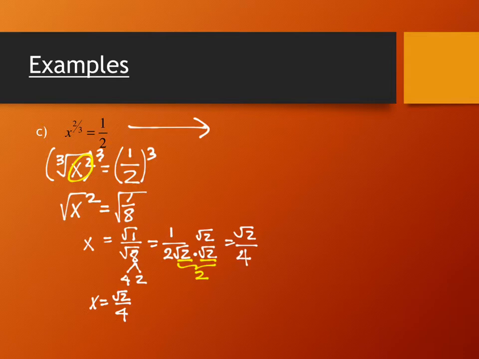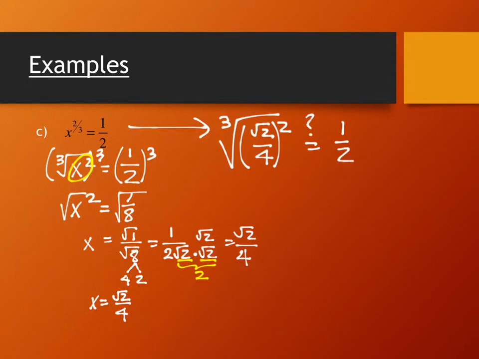All right, so this is, and you know what? It is x to the 2/3, but I'm going to write it as the cube root of x squared just because it's easier to do the work for it, I think. So this is the square root of 2 over 4, squared. And then I want to see if that is equal to 1/2, right? That's what I'm guessing or checking.